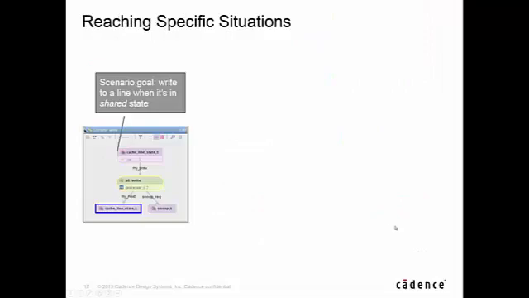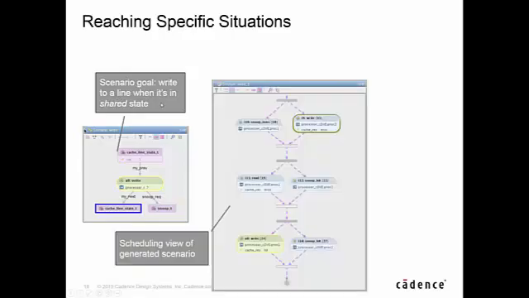Now what that results in is that I can write an abstract scenario that says my goal is to write to a cache line when it's in a shared state. And I can just take that simple goal and then apply this solver technology to come up with a solution to that, where it comes up with, in this case, we're just looking at the scheduling view that looks at the different operations that are going to occur.